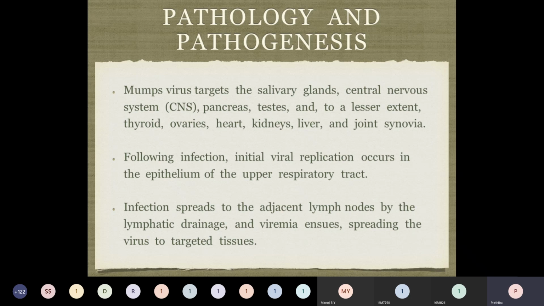Following the infection, there is initial viral replication, which occurs mainly in the upper respiratory tract. The infection usually spreads to adjacent lymph nodes by lymphatic drainage, and viremia sets in, spreading the virus to the above-mentioned target tissues.